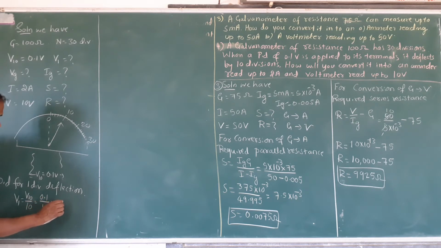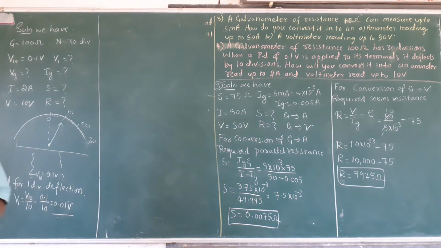This is 0.01 volt. This is for 1 division deflection.